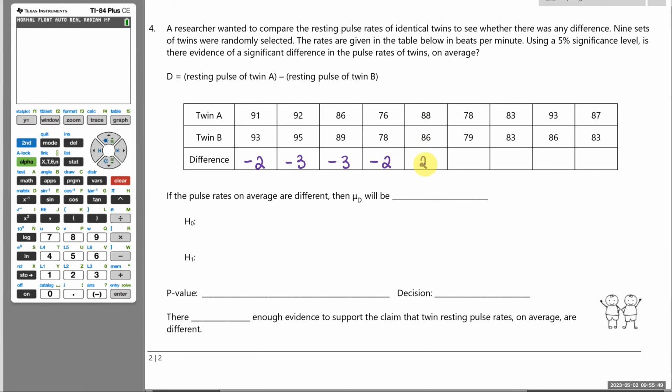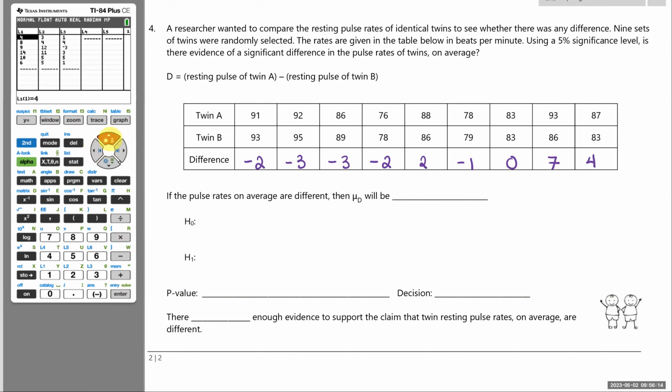88 minus 86 would be 2. This one is -1. That one is 0, no difference. 93 minus 86. I'm just grabbing my calculator, save me a little mental math right now. So that's 7. And then 87 minus 83 would be 4. So you could just do that on your own, and then it just saves me a little typing on my calculator.